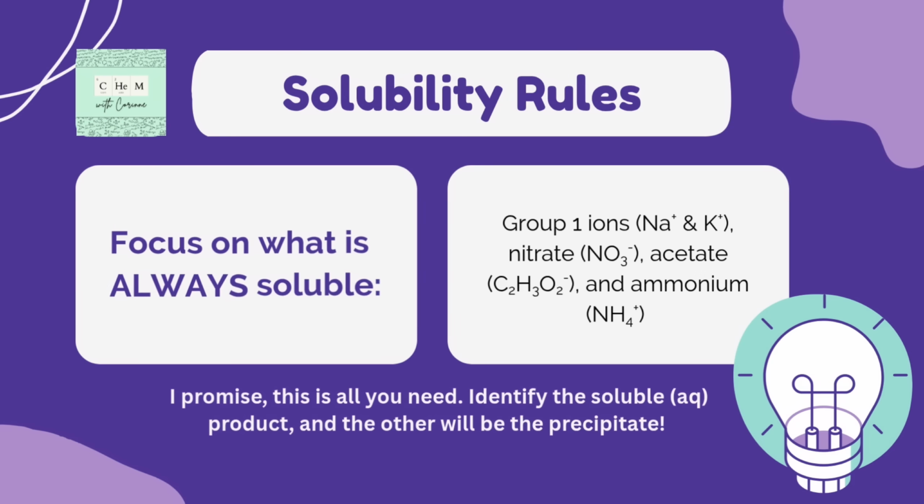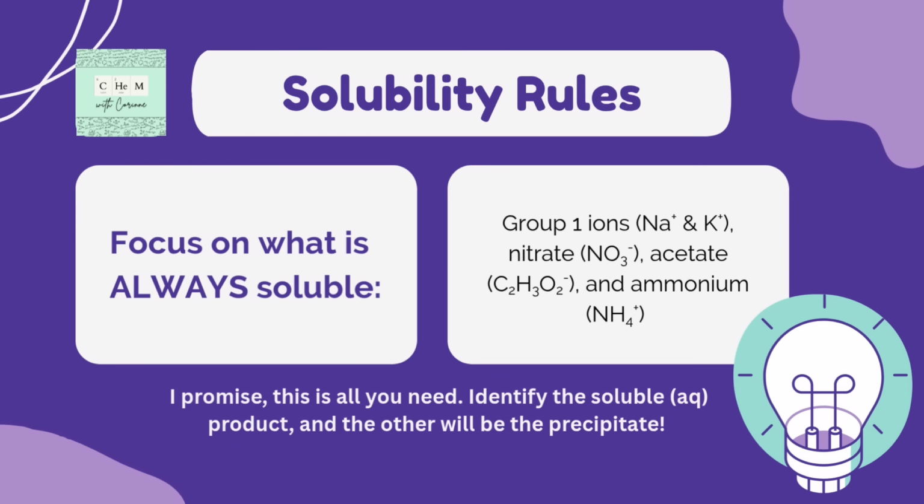All right, moving into solubility. What I want you to focus on is what is always soluble, and it is just these couple things. So group 1 ions, nitrate, acetate, and ammonium. These are always soluble. So when you look at a precipitation reaction and you're trying to discern between 2 products and decide which one is the precipitate, you're going to see KNO3 and you're going to think, oh, I know that this is soluble because it contains that group 1 ion and a nitrate.